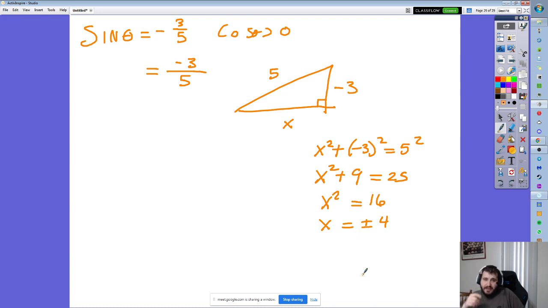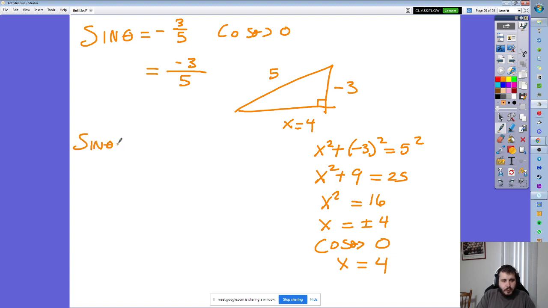Positive. And we know that because cosine is bigger than 0. So we know that x is positive 4. And so now we can just write out all our trig functions just like we did before.